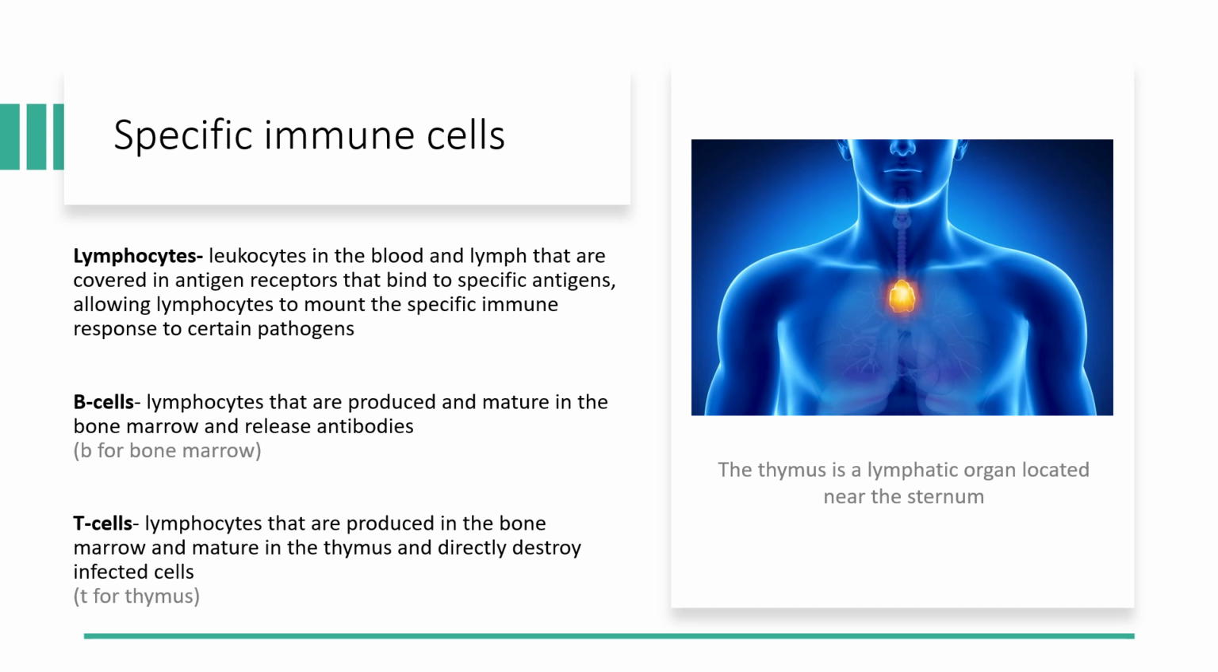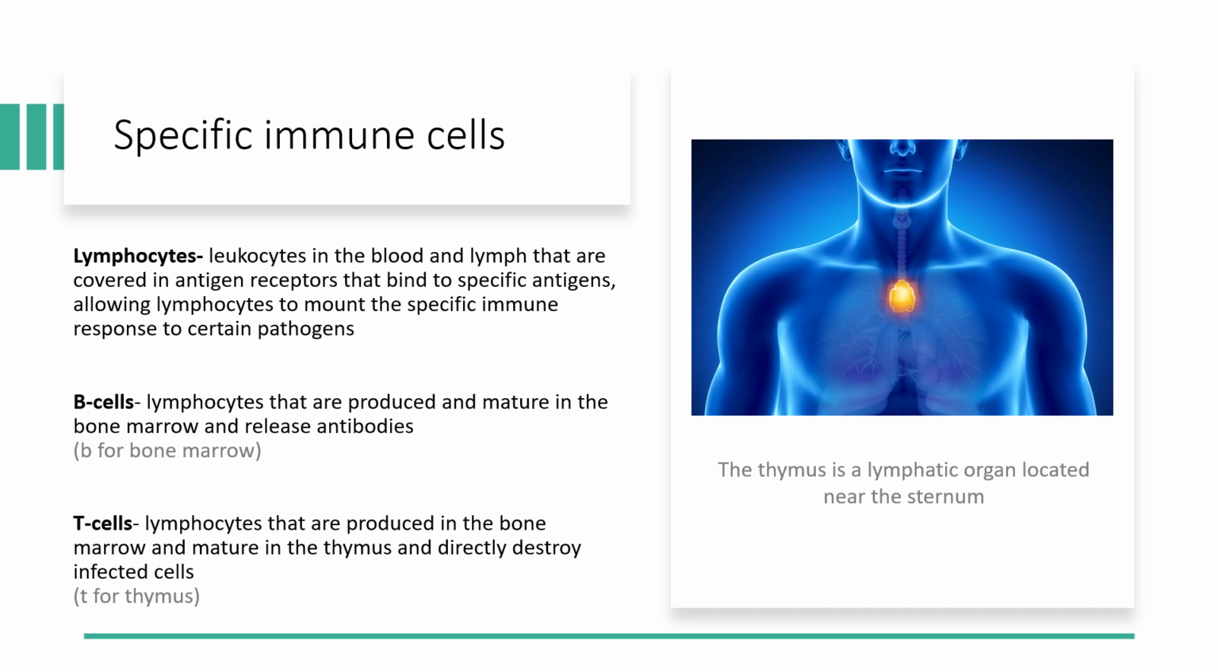We already mentioned B cells, which produce histamine. B cells are produced in the bone marrow and mature there, so you can remember B for bone. In addition to histamine, they also produce and release antibodies.